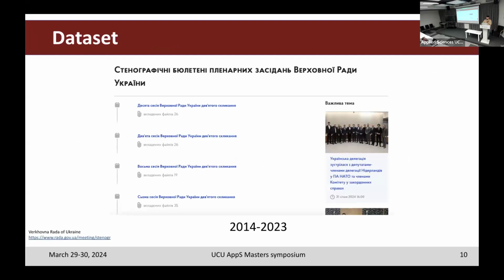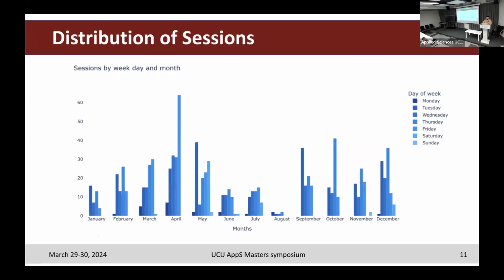For this kind of task, we are using data which are publicly available on the site of the Verkhovna Rada of Ukraine. These are stenograms of all sessions which were publicly available. They are stored in PDF format. The total number of sessions that were downloaded is 946. So it was all transcripts that happened during this period of time.